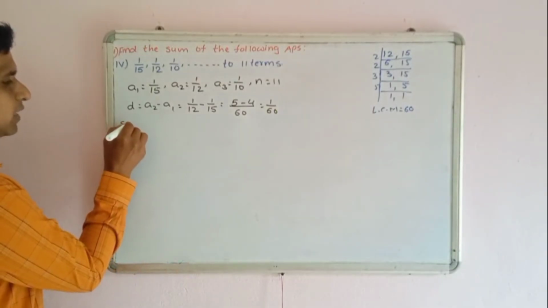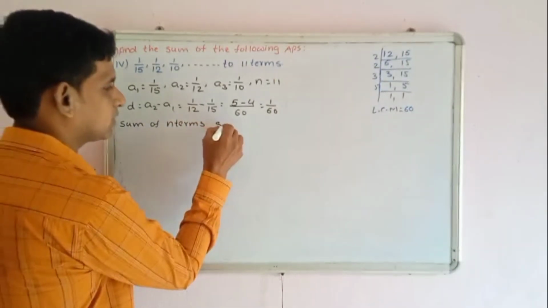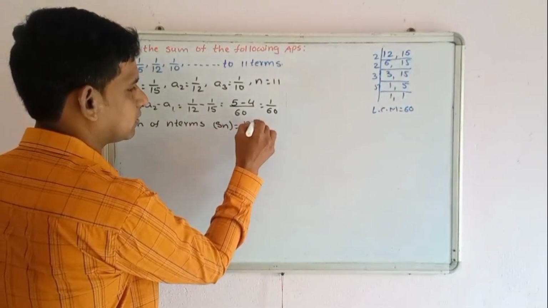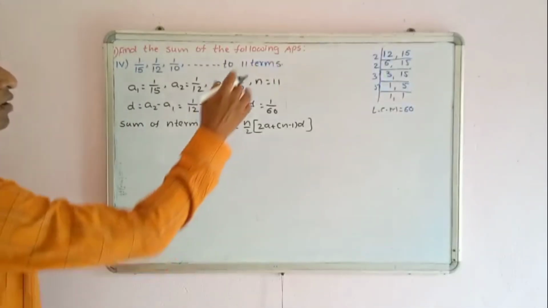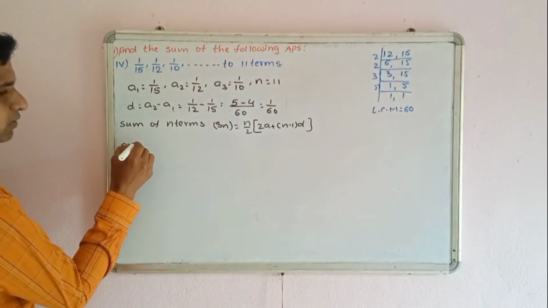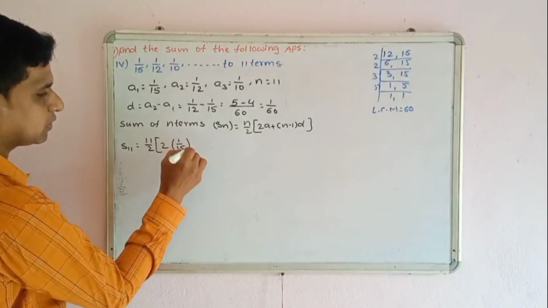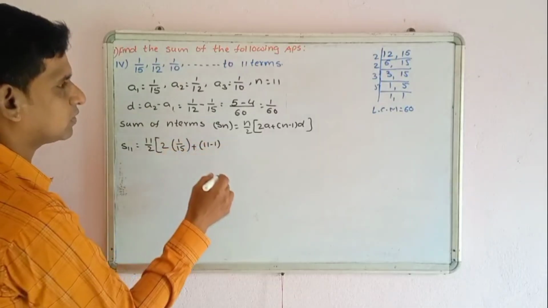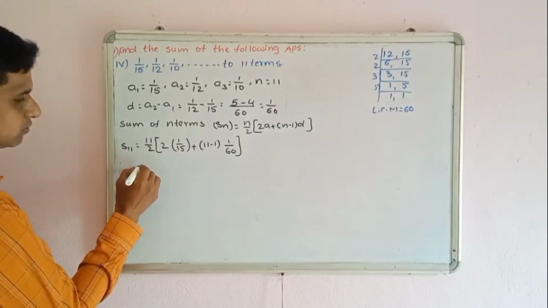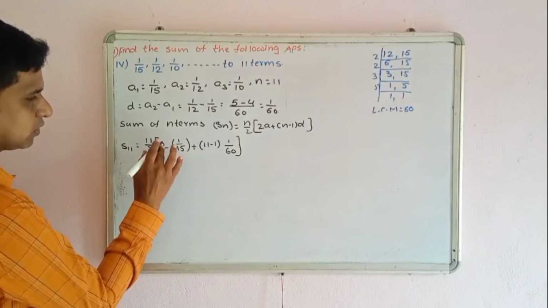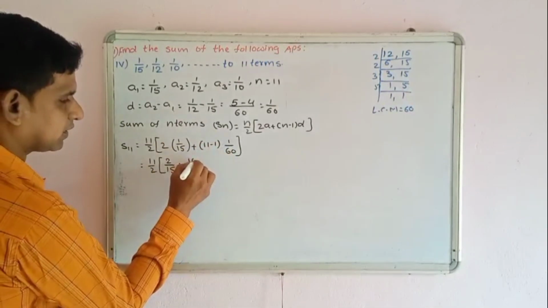Now the sum of n terms. What is the formula? Sn equals n by 2 into 2a plus n minus 1 into d. Now I want to find S11. The sum of 11 terms equals 11 by 2 into 2a, where a is 1 by 15, plus n minus 1, that is 11 minus 1, into d, which is 1 by 60. Now 11 by 2 into 2 ones are 2, so 2 by 15, plus 11 minus 1 is 10, 10 into 1 is 10 by 60.